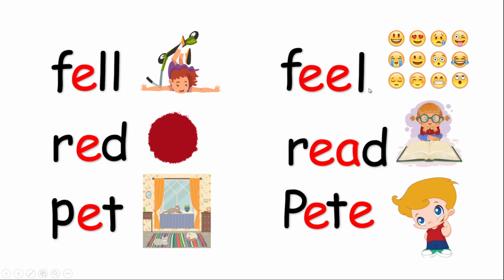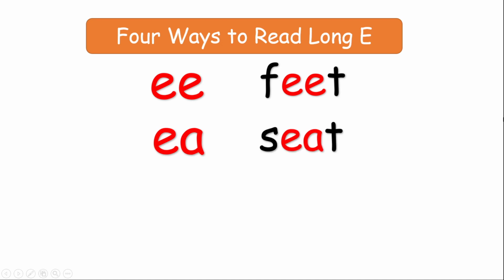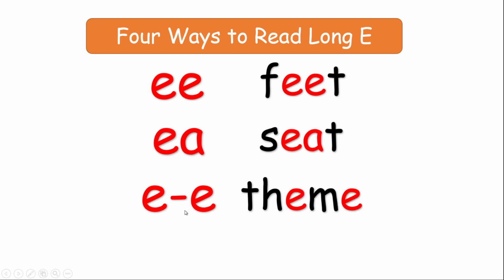Let's read them again. Fell. Feel. Red. Read. Pet. Pete. So, four ways to read long E. There are more, but we're only going to focus on four. Double E: feet. E and A together: seat. Two E's: theme. And E and Y, like key.